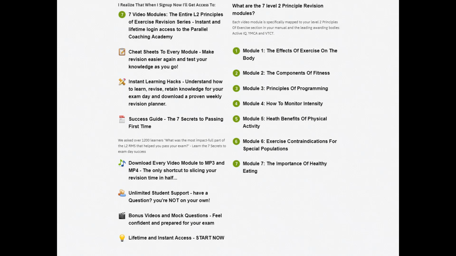And like I said before, these chunks are related to each part within the awarding body. So the leading awarding bodies include all of these within the Principles of Exercise, Fitness and Health exam. Each of the videos is about an hour long, and that means that you get about 7 hours worth of content.